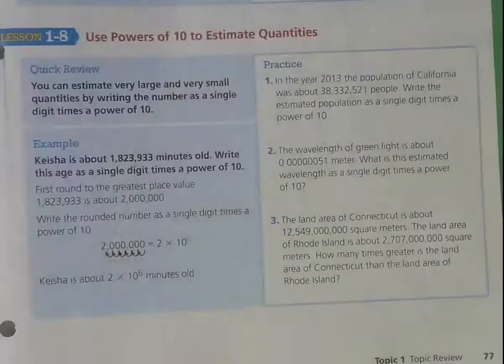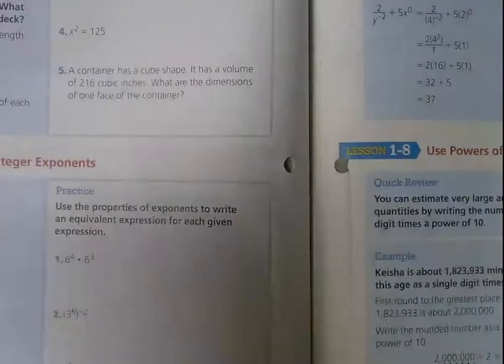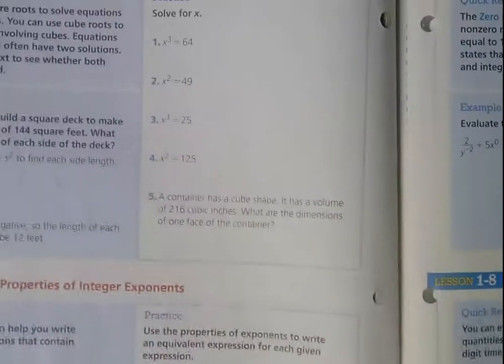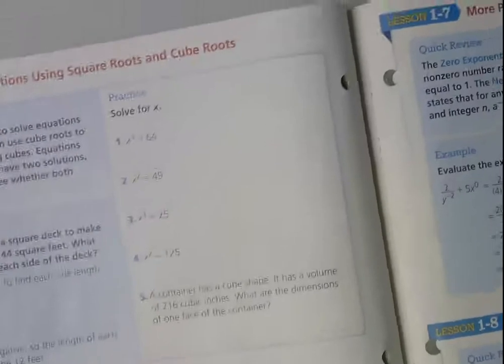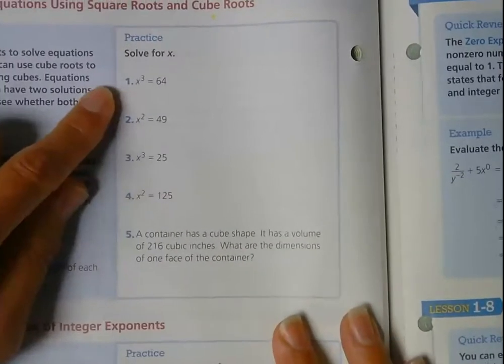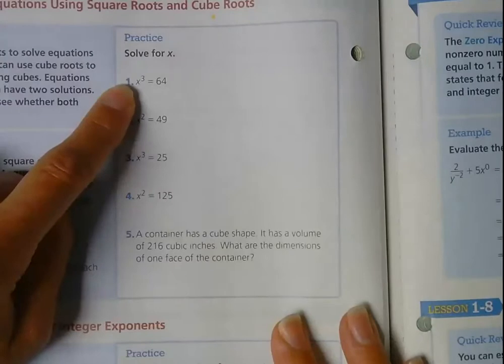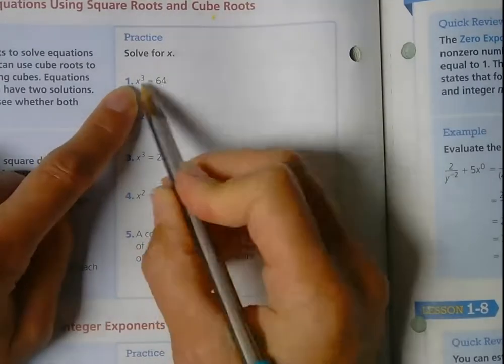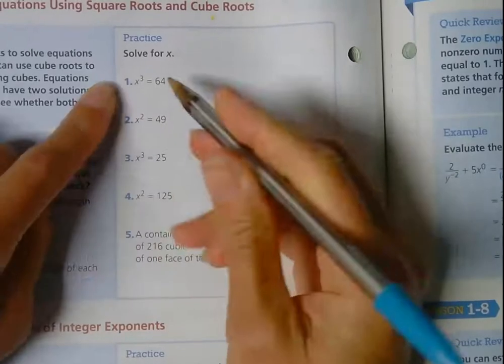Alright, so we're going to turn to page 76. Again, please make sure you have these done before you're going through and checking your answers. This is similar to what we did before with the cubes and the squares, but this time they're giving us an equation. An equation means it has an equal sign. So we're getting into solving for x.